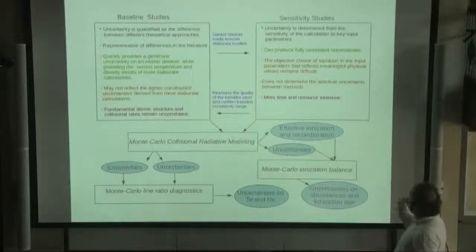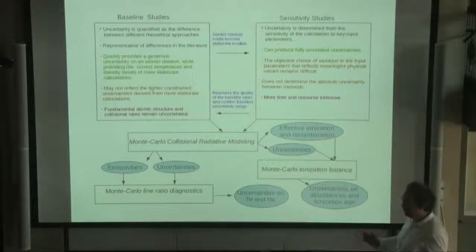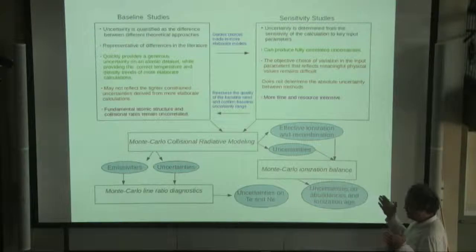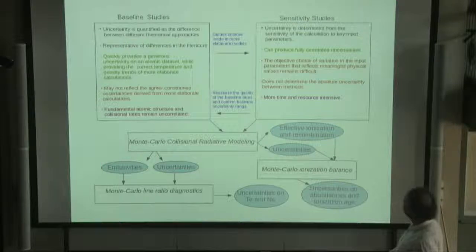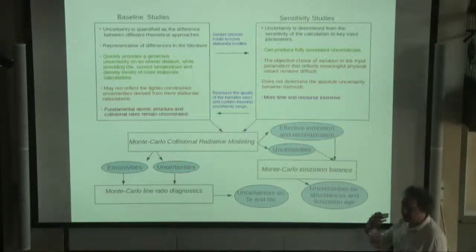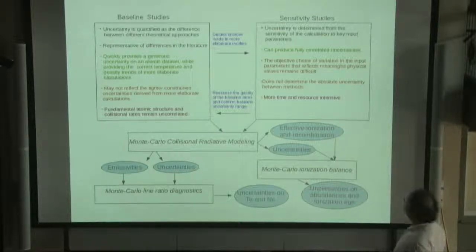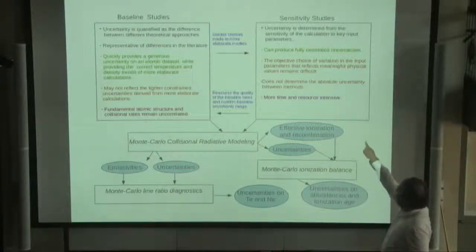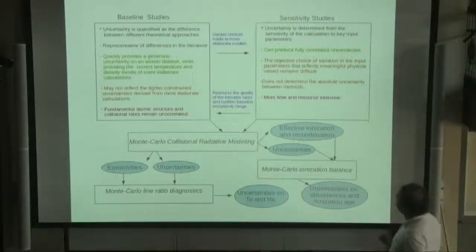Now, for the uncertainty within the sensitivity study, you're essentially controlling the calculation. It's done at one institution. It's used with the same codes, the same atomic structure, the same collisional code. And because you start from the same atomic structure for, say, dielectronic recombination, ionization, or excitation, you've removed the uncertainty due to the atomic structure. However, the most negative thing is it's more time and resource intensive.